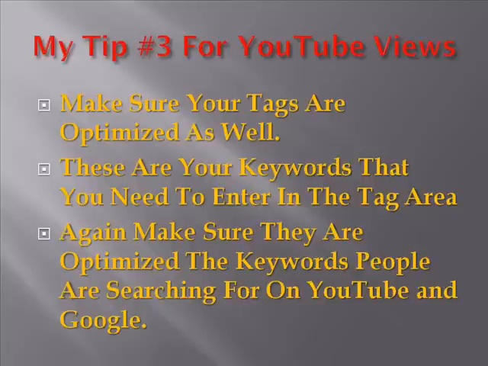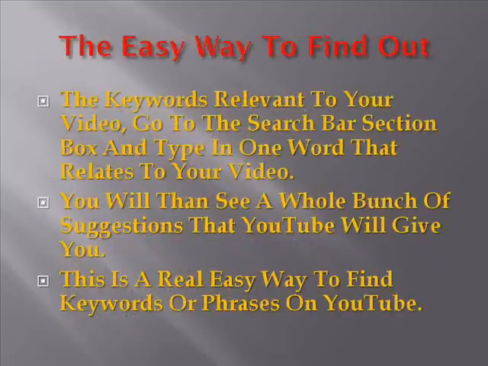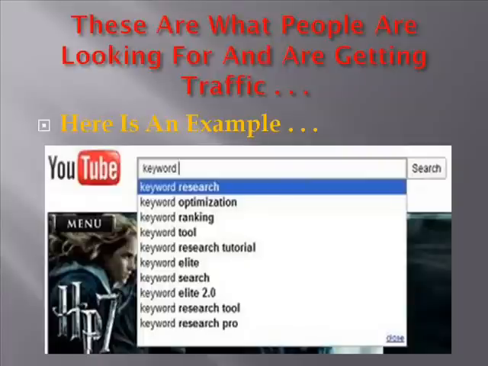Okay guys, my tip number 3 for your YouTube views. Make sure your tags are optimized also. These are your keywords that you need to enter in the tag area. Again, make sure they are optimized, the keywords people are searching for on YouTube and in Google. The easy way to find out the keywords relevant to your video is to go into the search bar at the top and type in one word that relates to your video. You will then see a whole bunch of suggestions that Google and YouTube will bring down as possibilities and phrases as well. This is a real easy way to find keywords or phrases for your YouTube video.